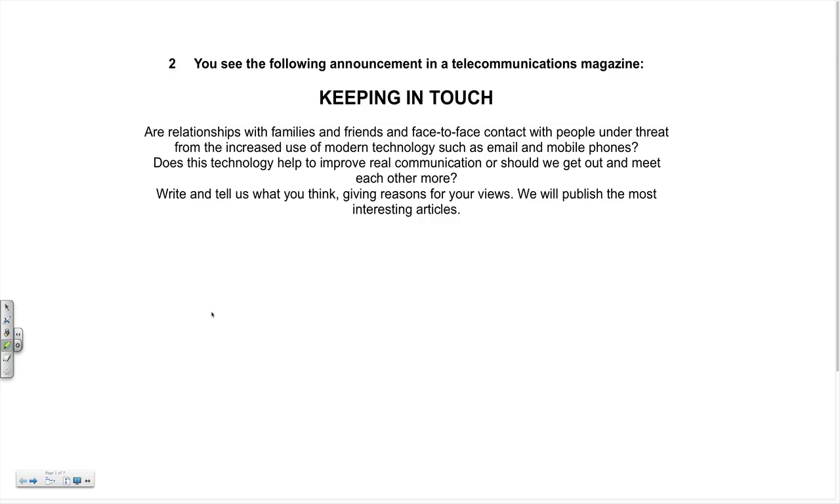Talk you through writing an article, and the question that we're going to answer is this one here. We see an announcement in a telecommunications magazine which is called Keeping in Touch. This is the title of the announcement, and the subject of the announcement is whether relationships with families and friends and face-to-face contact with people is under threat from the increased use of modern technology, for example email and mobile phones. So whether email and mobile phones are threatening real, face-to-face contact.